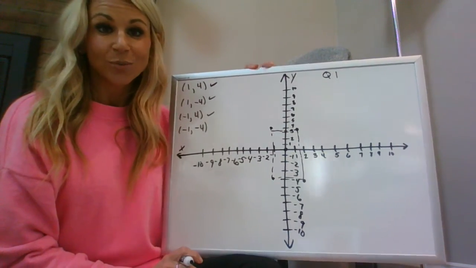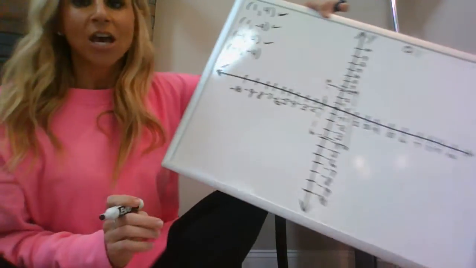So this week as you look at your tasks, you'll be plotting ordered pairs on a 4-quadrant grid, and if you connect the dots as you go, you will be able to create a picture. Enjoy, have fun.